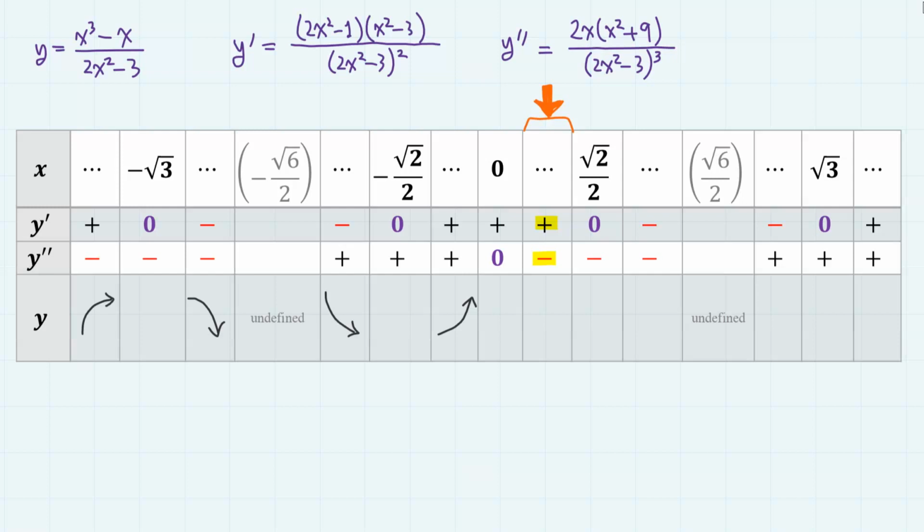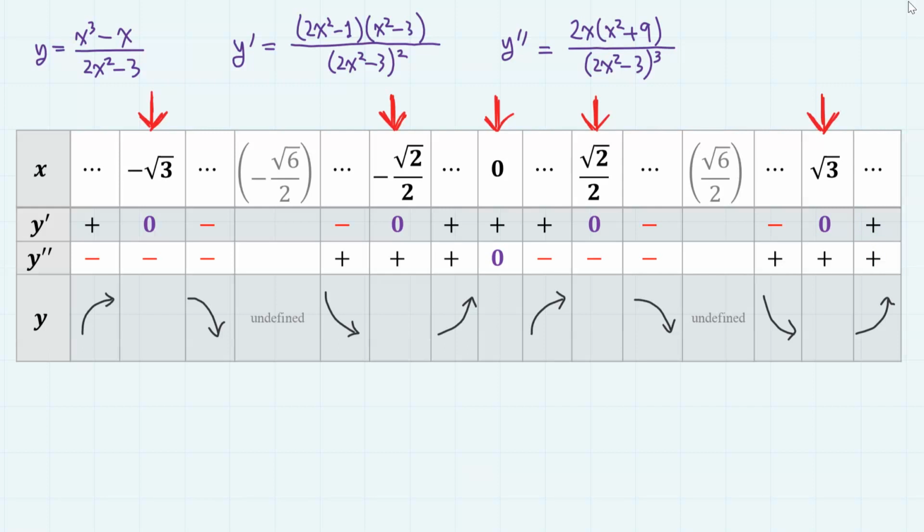And for the rest of the domain, we can do it in a similar manner. So here the graph increases while being concave. Then in here the graph decreases while being concave, and here the graph decreases while being convex. And finally, for the remaining part, the graph increases while being convex.